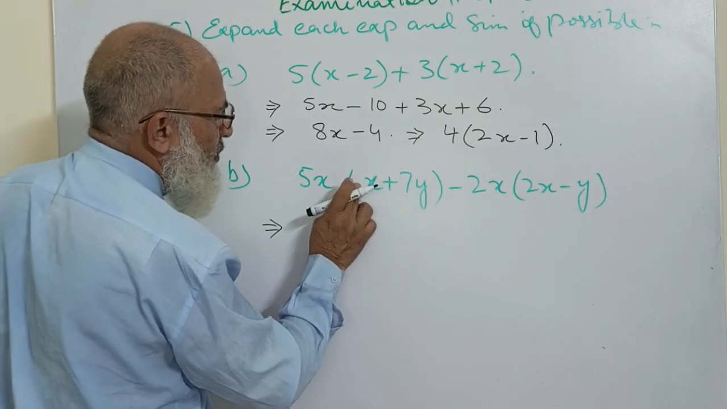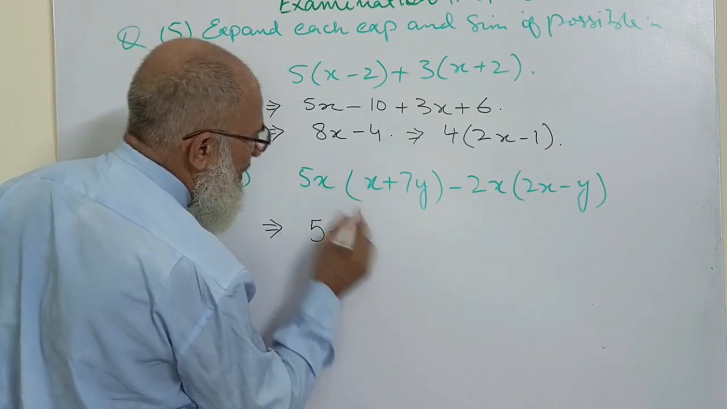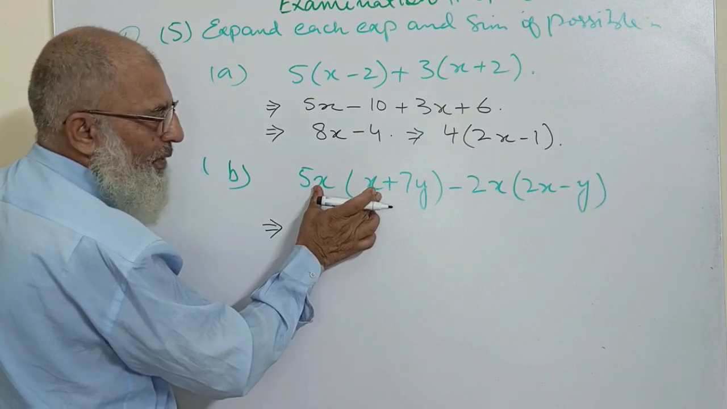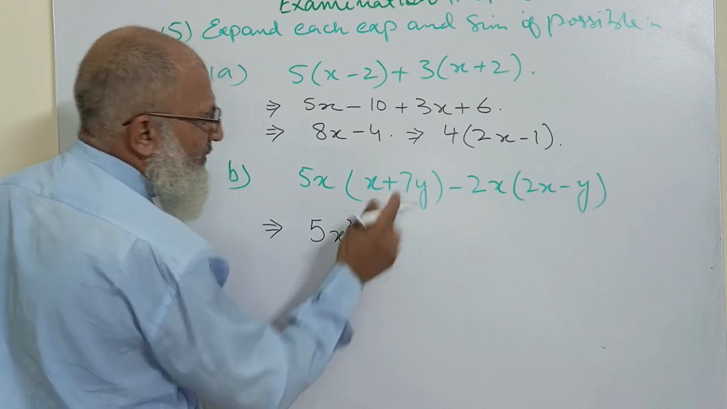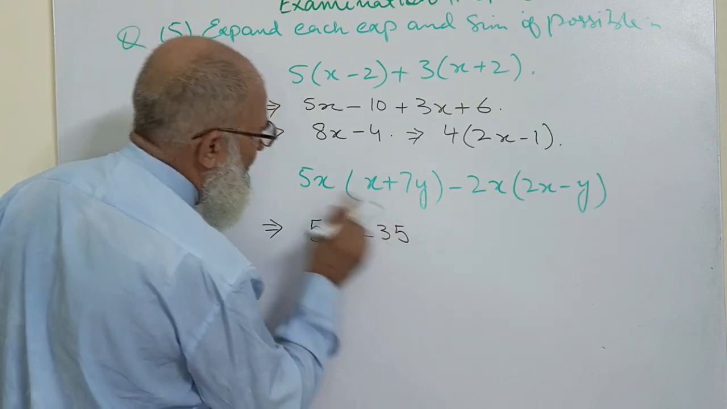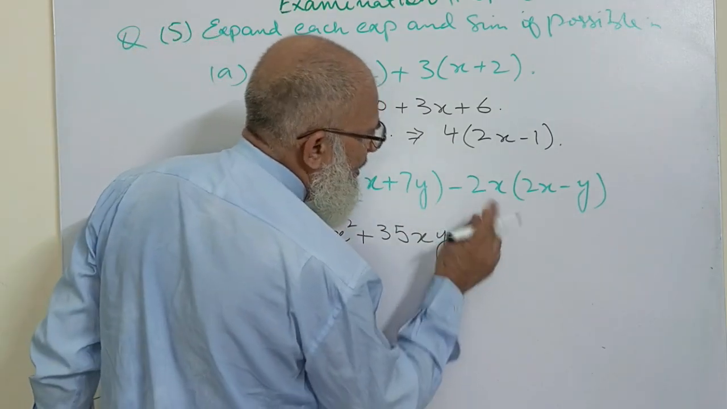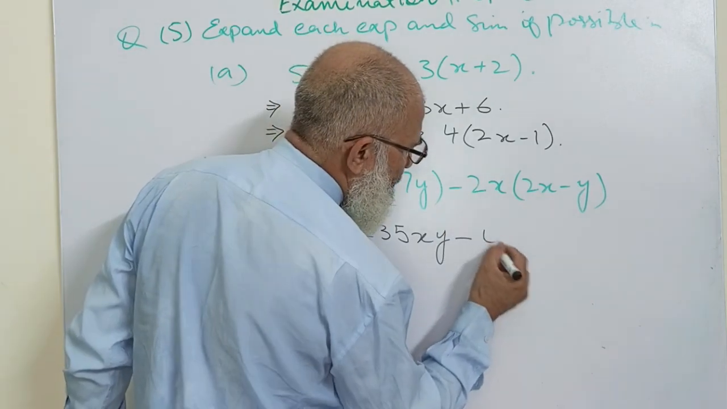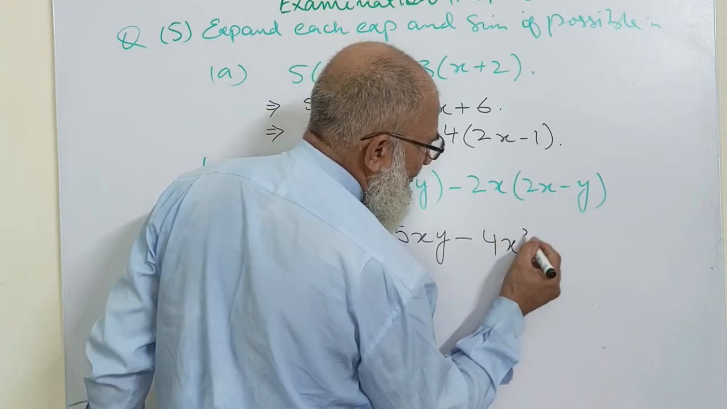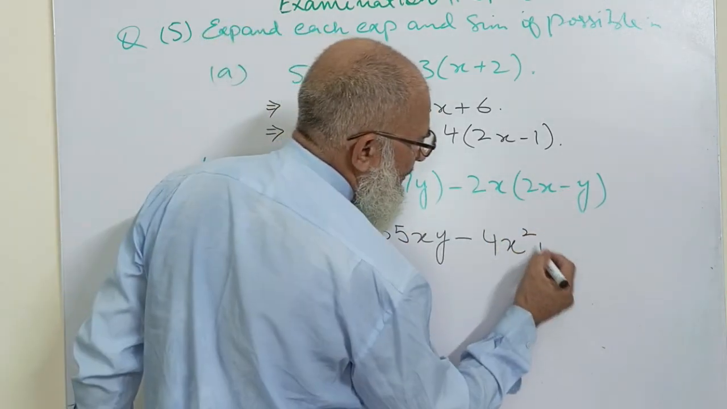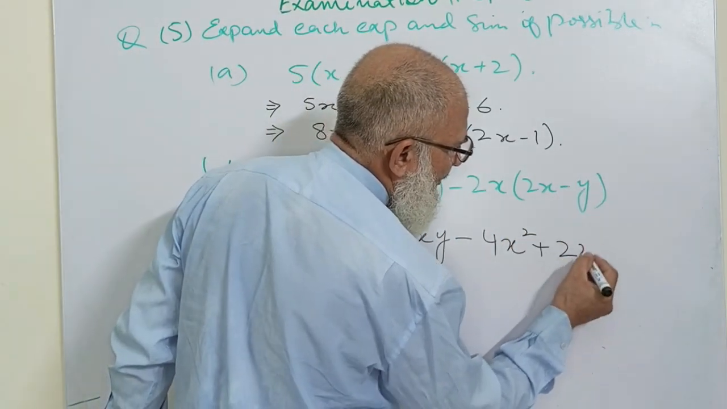So 5 times 1 is 5, x times x is x squared, so the powers will be added: 5x squared. Plus 5 times 7 is 35xy. Then 2 multiplied by 2 is 4, x multiplied by x is x squared, minus multiplied by minus is plus, 2 multiplied by 1 is 2xy.